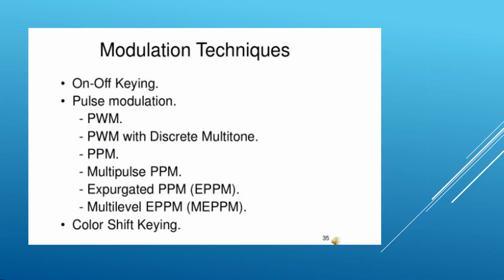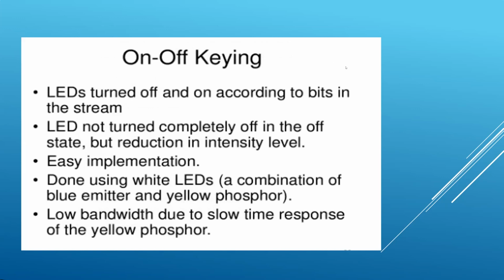The main modulation techniques we use are on-off keying, pulse width modulation (PWM), discrete multitone, PPM, multi-pulse PPM, overlapping PPM, multi-level PPM, and color shift keying. In PWM, data is encoded in the duration of each pulse. PPM divides the symbol period into n slots. A pulse is transmitted in one of these slots, and the slot represents different bit patterns.